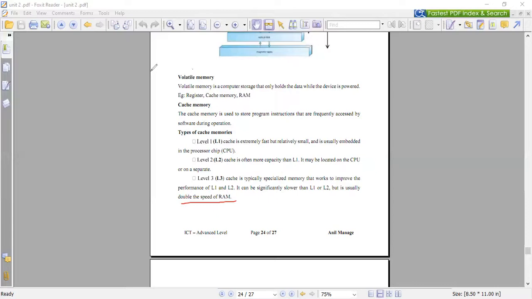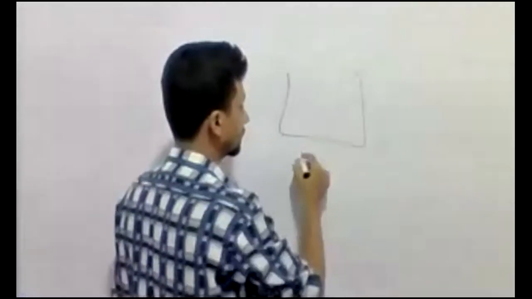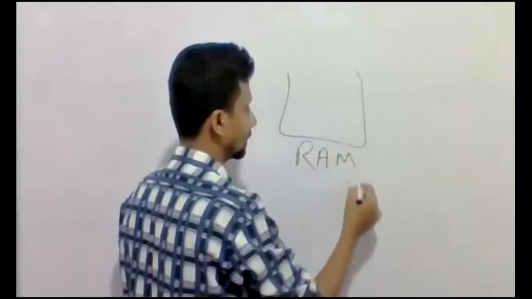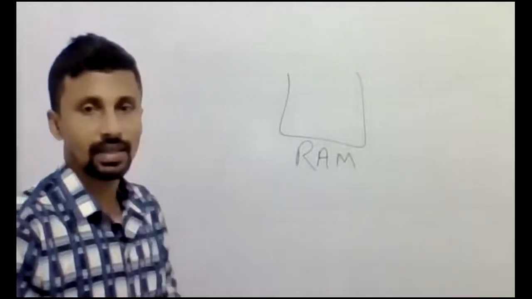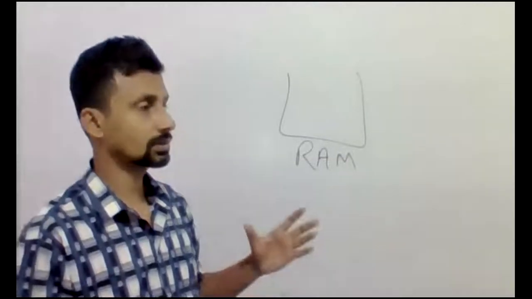Then we'll continue with random access memory, RAM. RAM is the main memory of the computer. I will explain RAM also. RAM memory is there in each computer. You have to have RAM. Without RAM, you can't use a computer.